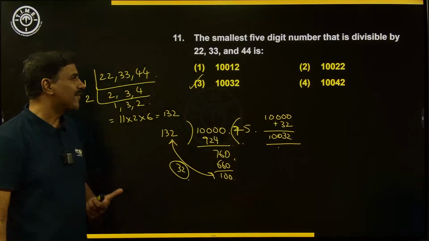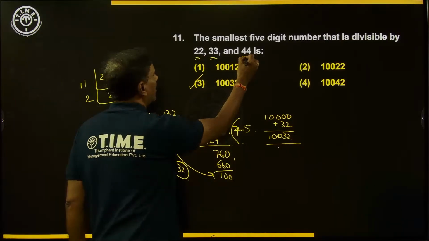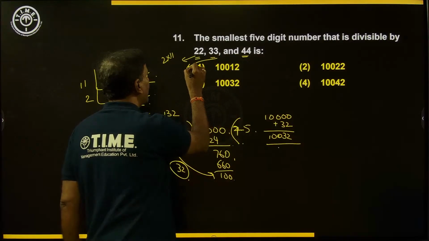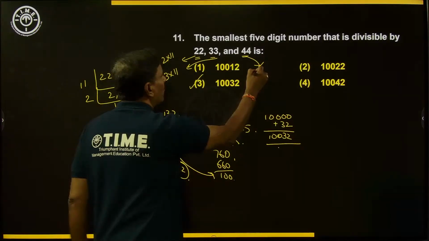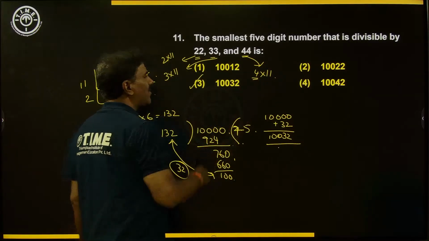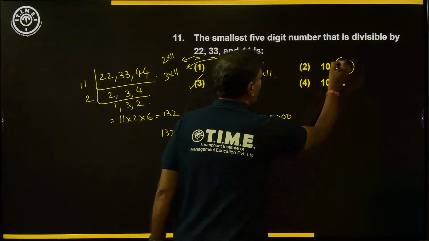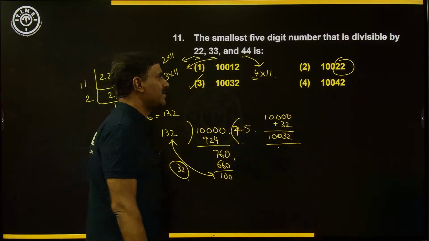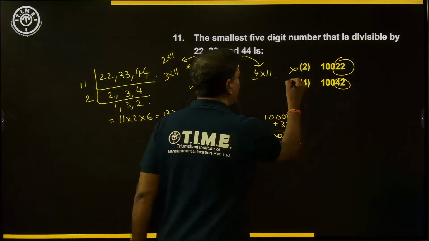But if you are observing carefully, this number should be divisible by 22, 33, 44. 22 is 2 and 11. 33 is 3 and 11. 44 is 4 and 11. So that means it should be a multiple of 4, because if it is divisible by 2 as well as 4, it is divisible by 4. And in the choices, what is the divisibility rule for 4? The last two digits should be divisible by 4. The last two digits here are 22, not divisible by 4. And here 42. That means straight away these two are gone.